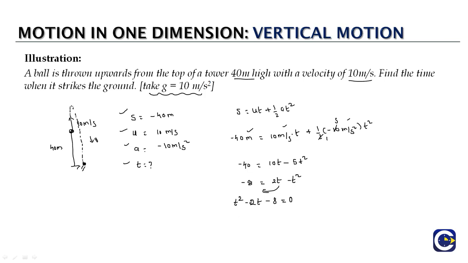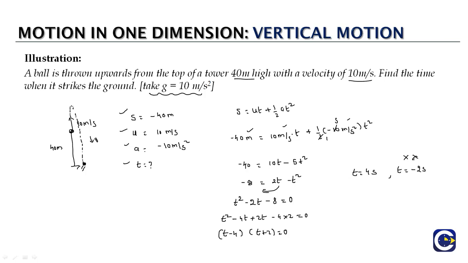Now when we want to solve this, it is a quadratic in terms of t. We can try and factorize it. t square minus 4t plus 2t minus 4 into 2 is equal to 0, and when we factorize it, we will get t minus 4 into t plus 2 is equal to 0. From here we have either t is equal to 4 seconds or t is equal to minus 2 seconds.